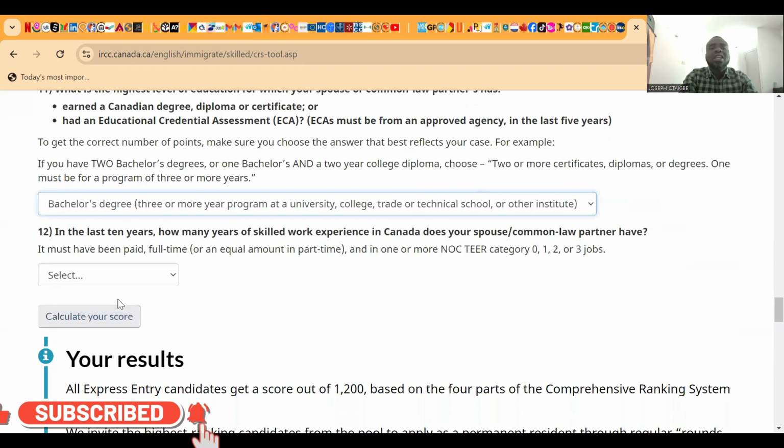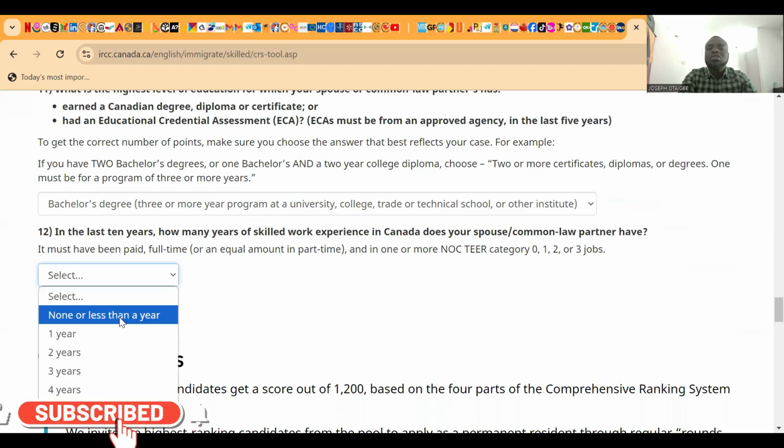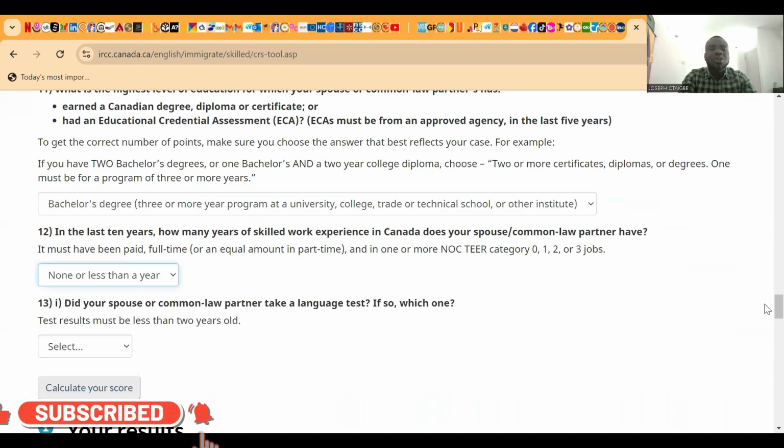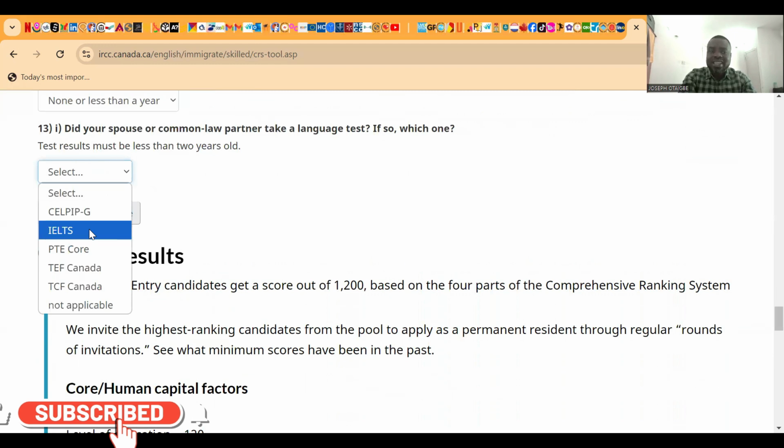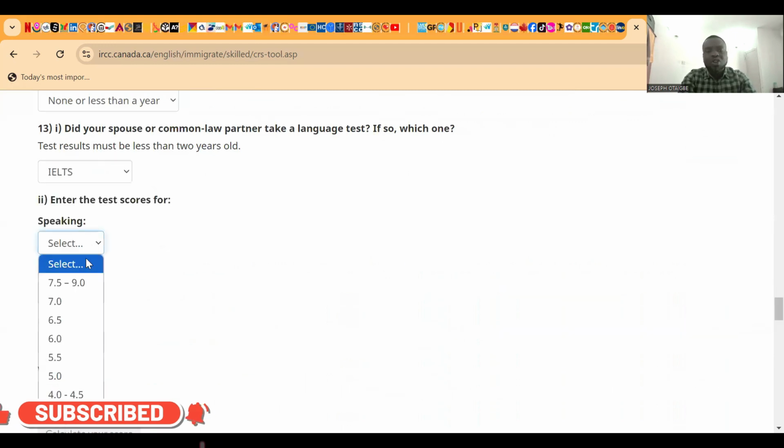And then in the last 10 years, how many years of skilled work experience in Canada does your spouse have? No, your spouse is also not in Canada, but outside Canada. Does your spouse or common law partner take a language test? Now, let's say your spouse also did IELTS. So, your spouse is also similar.